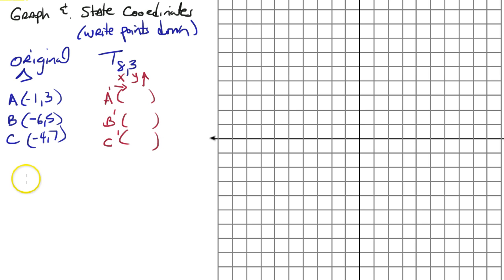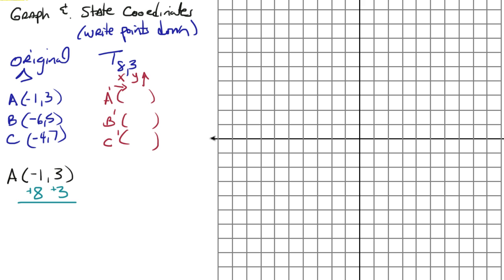Now there's two ways. You can graph them first if you want to count boxes, or sometimes you don't have to graph them. You can just look at the numbers. So for example, let's start with the A. Okay. So A is -1, 3. And the rule is 8, 3. So what I'm going to do is put an 8 here and a 3 here. Now remember, it's +8, +3.